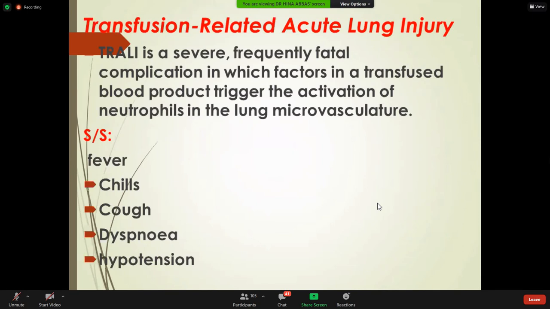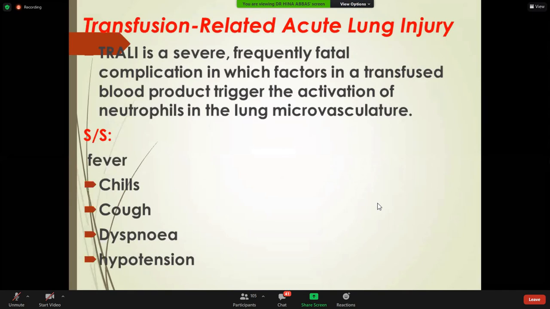The signs and symptoms are fever, chills, cough, dyspnea, hypotension. Most reactions present with fever, so identifying what kind of transfusion reaction it is becomes a challenge. If the patient has developed fever after transfusion, you should keep in mind it can be a hemolytic transfusion reaction. For differentials, you would make transfusion related lung injury, bacterial contamination, or febrile non-hemolytic transfusion reaction.